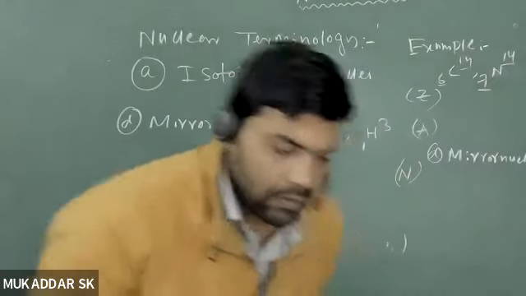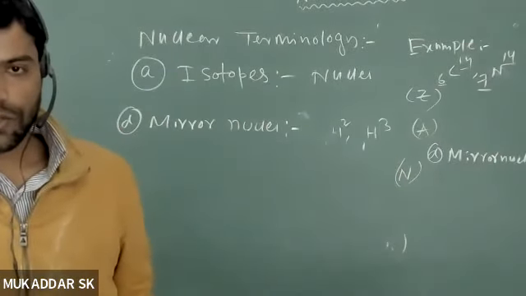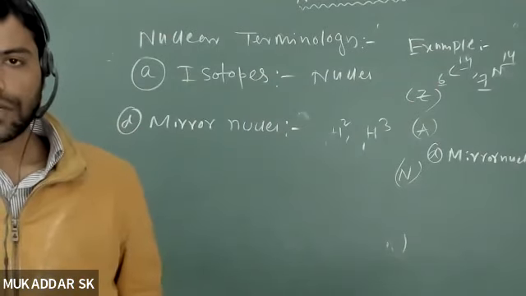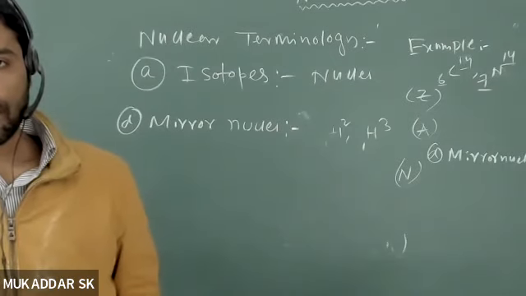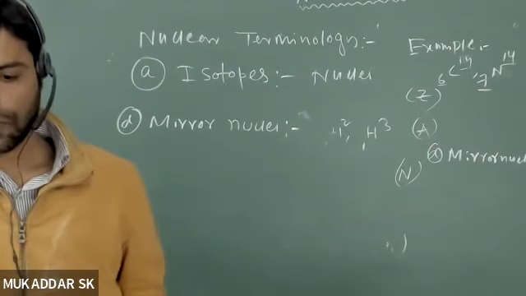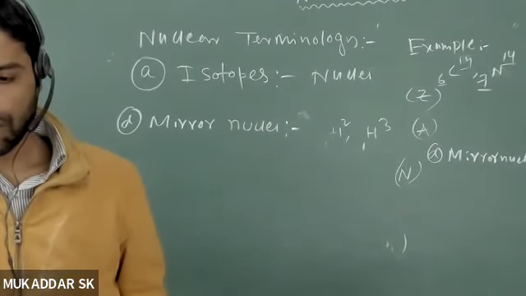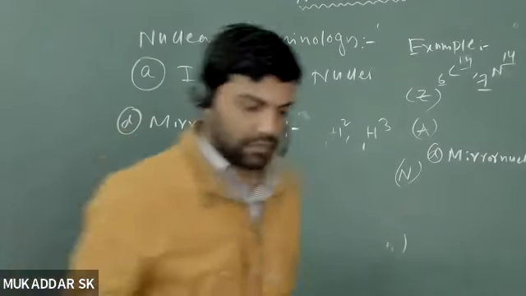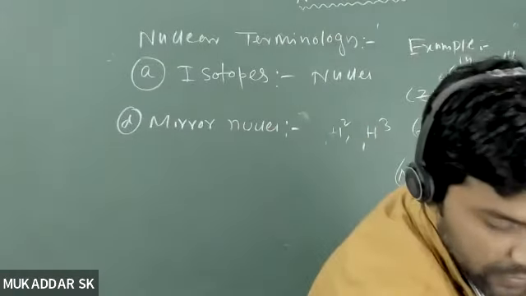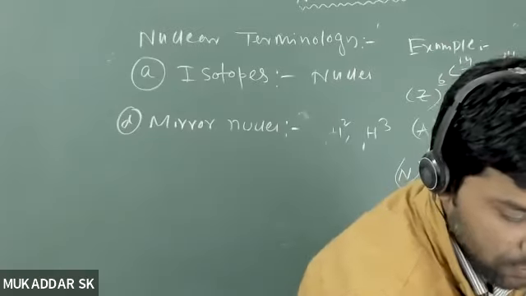Yes, a pair of isobaric nuclei in which neutron number and proton number are interchanged. Neutron number and proton number are interchanged. What is the meaning of this? Anyone in the class?